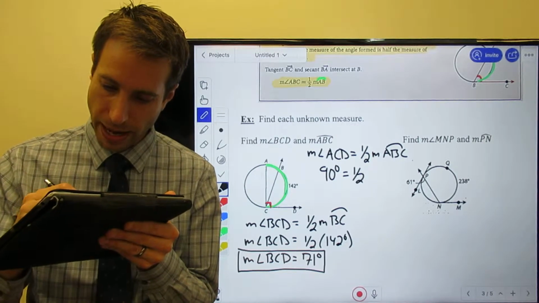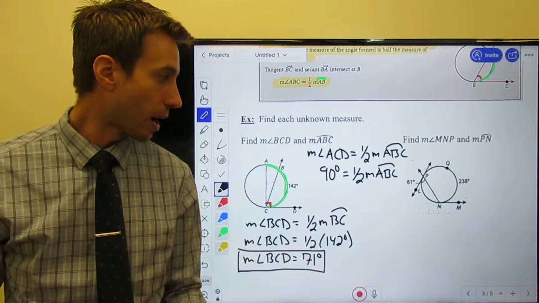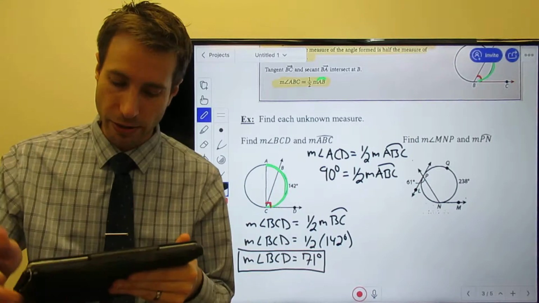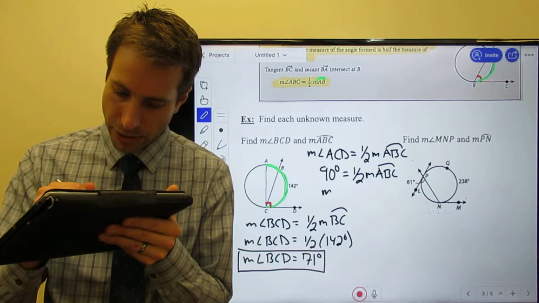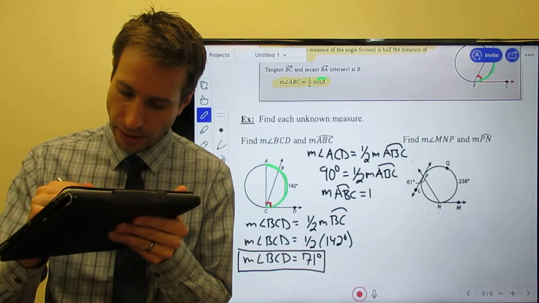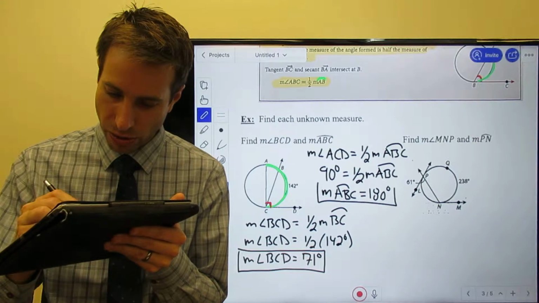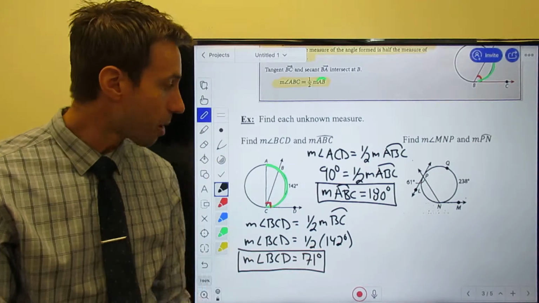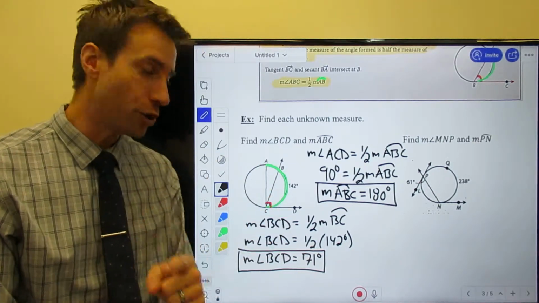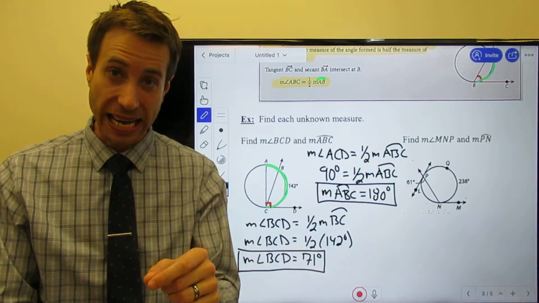Is equal to 1/2 the measure of ABC. So I'll simply multiply the 2 to the other side, and I get the measure of arc ABC is 180 degrees, which you could probably tell by looking at it. You know that AC is a diameter.